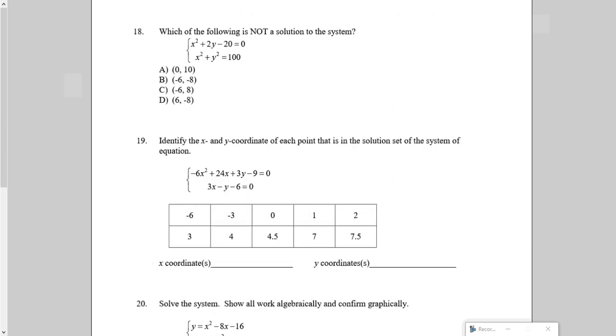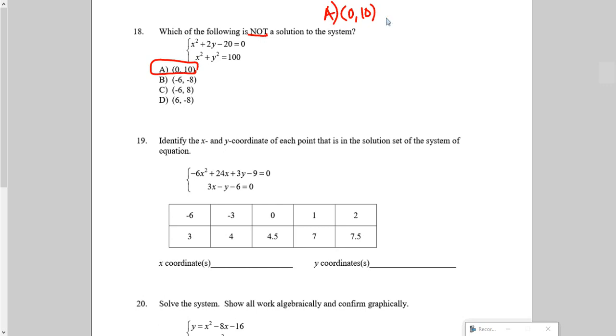Number 18 asks which of the following is not a solution to. So if something is not a solution, it means that when I plug it in, it will not work, okay? One or both of the equations will be false. So for this one, I could either come up with a little sketch and see which one seems reasonable, or I could plug in and guess and check. I'll do both of those for you. So I'm going to start out by plugging in, guessing and check. So the first one I'm going to plug in is A, 0, 10.